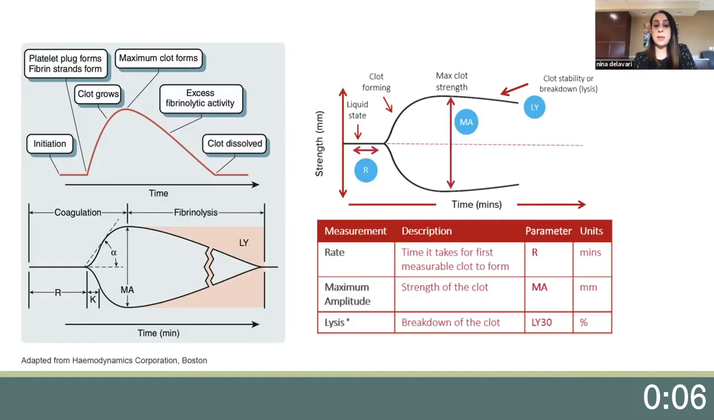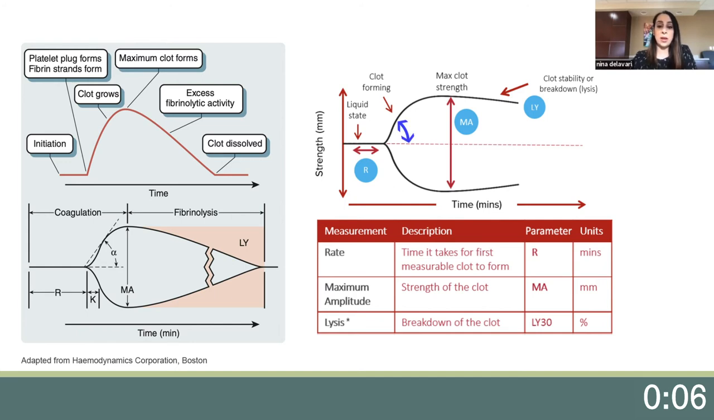The test provides four basic parameters, the first of which is here, the R time. The R time, or reaction time, is measured in minutes and represents the time from the start of the test until fibrin formation. This is the time until the first evidence of a clot. The R time reflects coagulation factor activity. The next component is here and is the K time. The K value, which is also measured in minutes, reflects the time taken to achieve a certain level of clot strength. This strength is usually an amplitude of 20 millimeters. This gives us information about the speed of the clot formation.